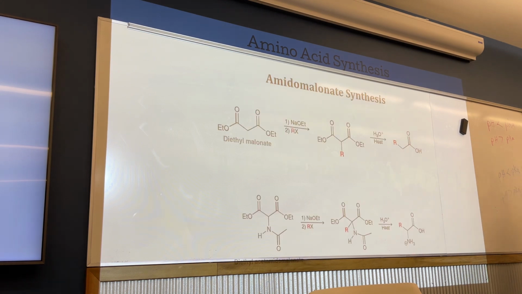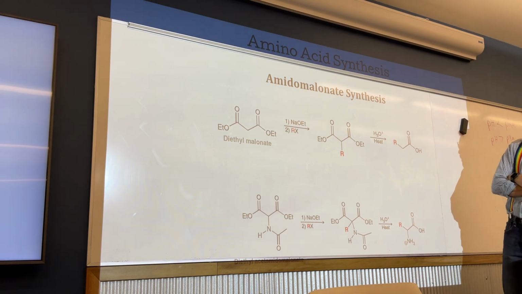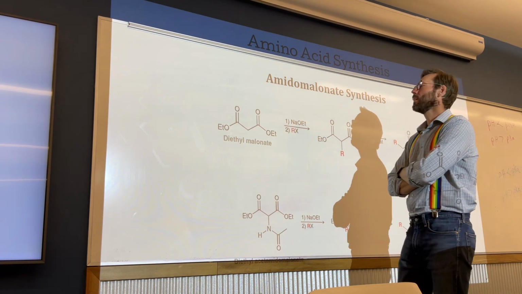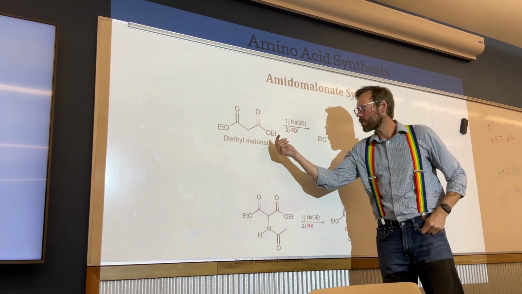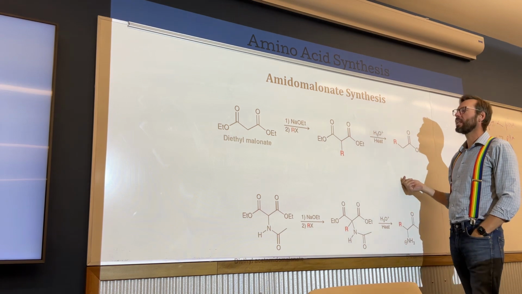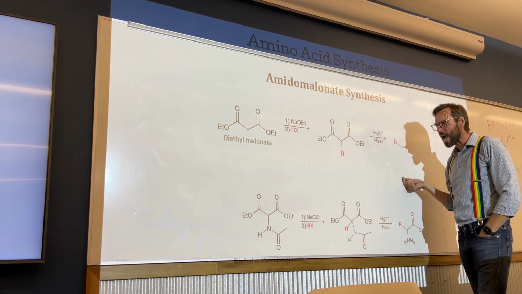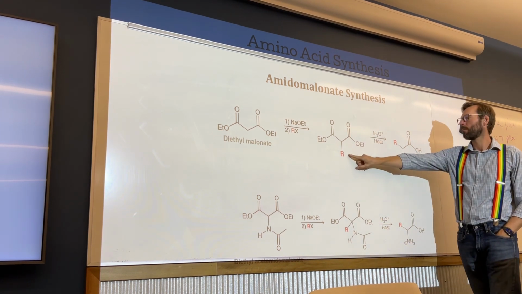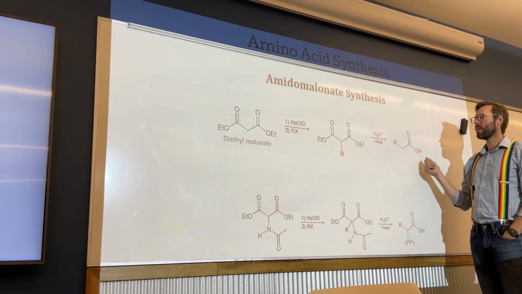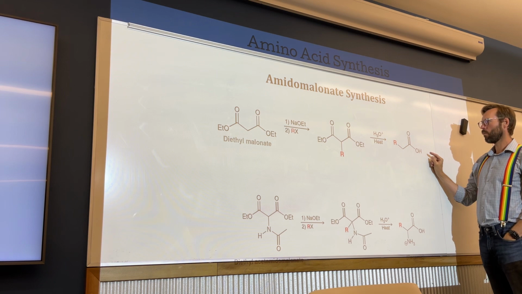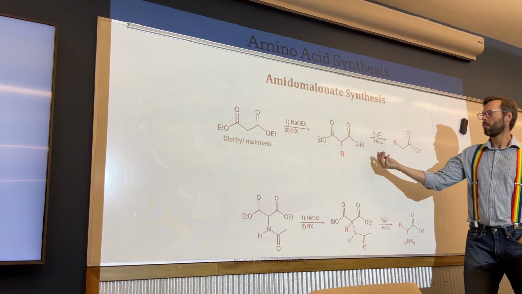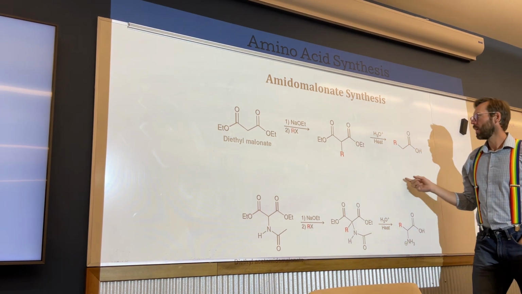And then another way is amidomalonate synthesis, okay? So we can take esters here, this is a diester, and we can treat it to tack on an R group here. And then we essentially remove those ethyl groups on either side and cut it in half.